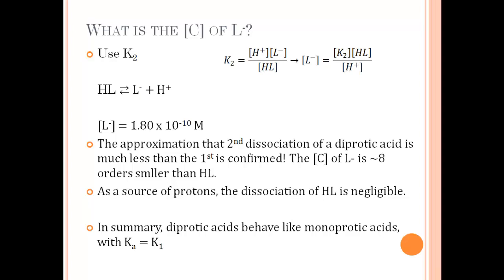Realize that the approximation that the second dissociation of the diprotic acid is much, much less than the first one is confirmed right now. It's about 8 orders of magnitude smaller than HL, so it really doesn't dissociate at all. Generally speaking, diprotic acids behave like monoprotic acids, meaning that the Ka is going to be equal to K1.